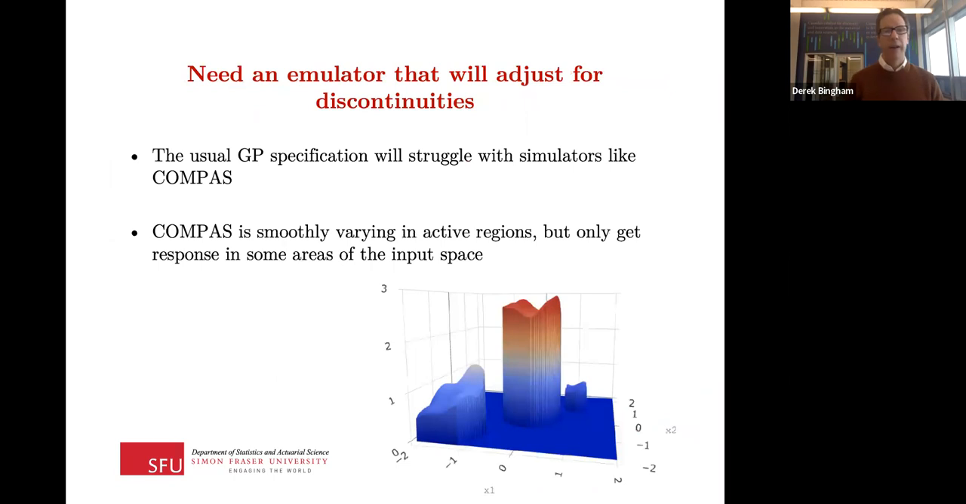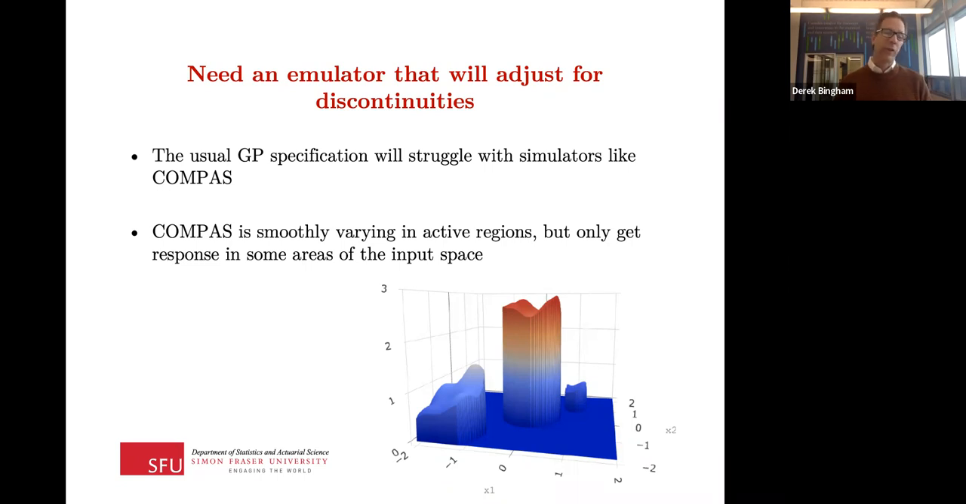Okay, so back to our case. We need an emulator that will adjust for discontinuities, right? The usual GP specification wants this smoothly varying sort of thing, and I've got a stationary covariance specification there. So it's going to be a bit of a problem when you have these, this is kind of a toy example of where you have regions of activity.